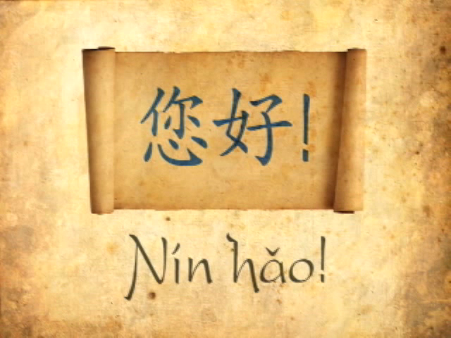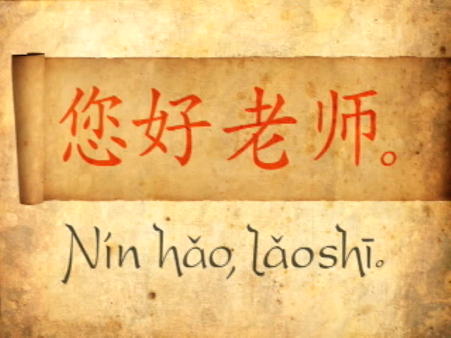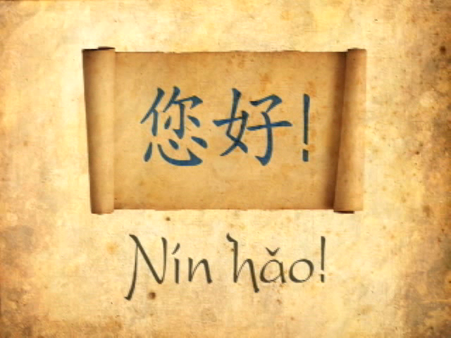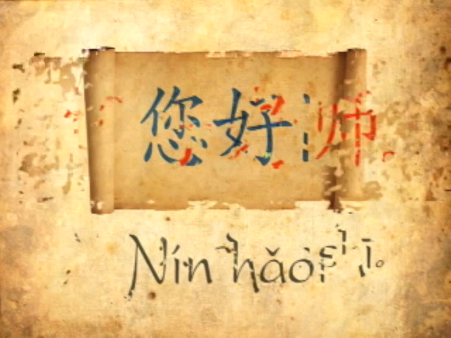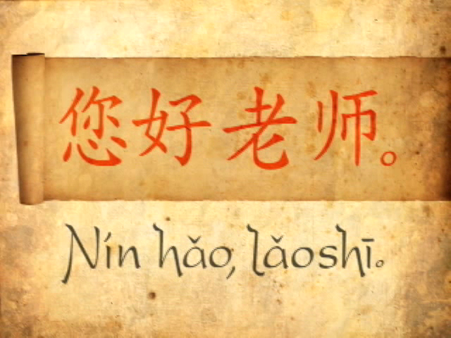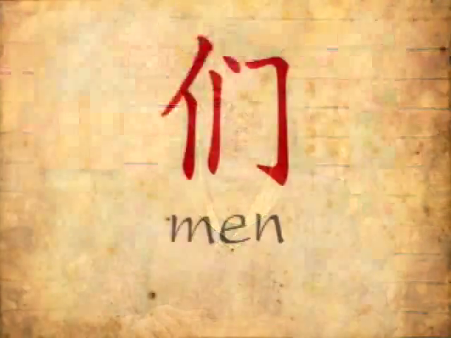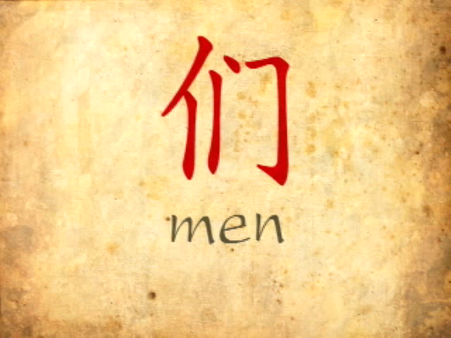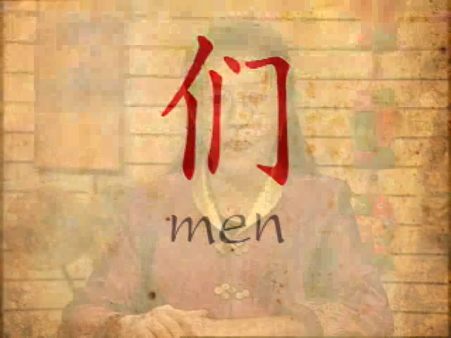Then you greeted your classroom teacher by saying hello and using their family name and title, 老师. Repeat these sentences after me. 您好，您好，老师. Lesson 3 brought you the word 们. 们 is a plural word that's associated with human beings. When you add 们 to a pronoun or noun associated with people, you get the plural form of the word.